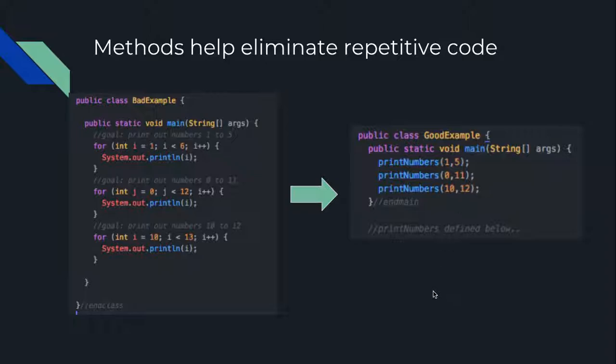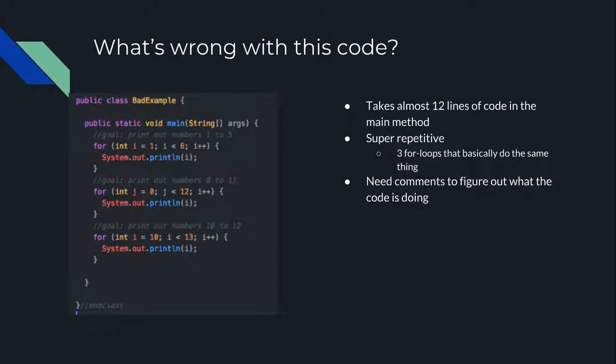And some other good coding practices is that you want to write as little comments as possible so that the programmers don't have to read the comments to understand what your code is doing. So here I actually counted the lines of code for the bad example, and it takes almost up to 12 lines of code in the main method.